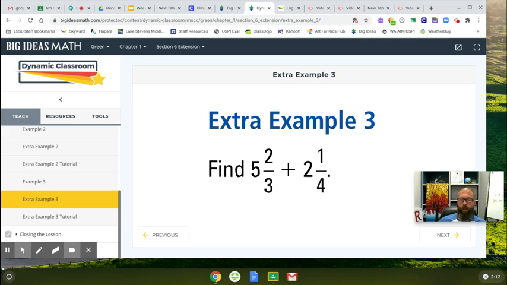So if you remember, I first have to make these into improper fractions. So I'm going to multiply 5 times 3 is 15, plus 2 is 17 over 3. 2 times 4 is 8, plus 1 is 9 over 4.